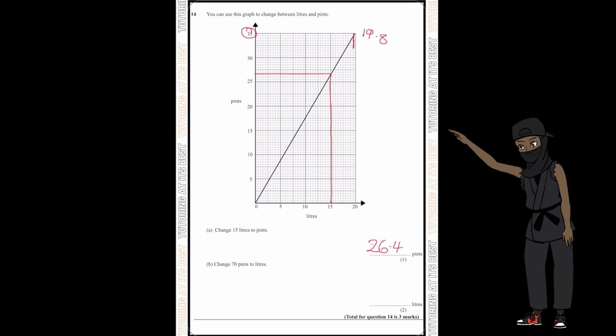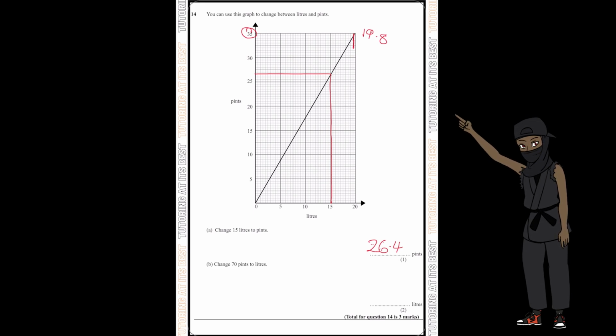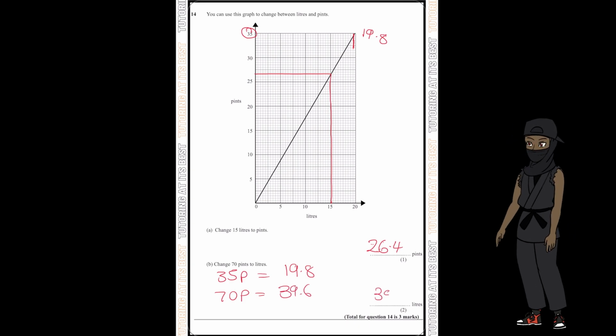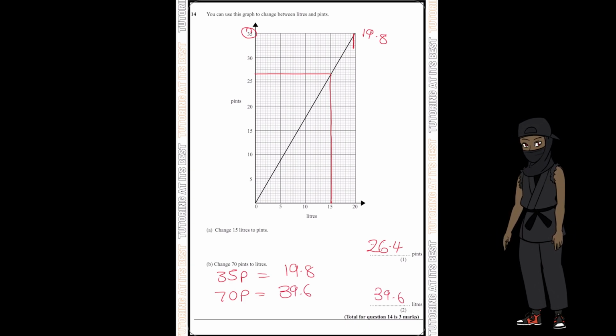So if that's the case for 35 pints, we can simply double 35 to give us 70. So I'll just note it down here. So 70 pints will be double that, which can be 39.6, and that is our answer. Marvelous.